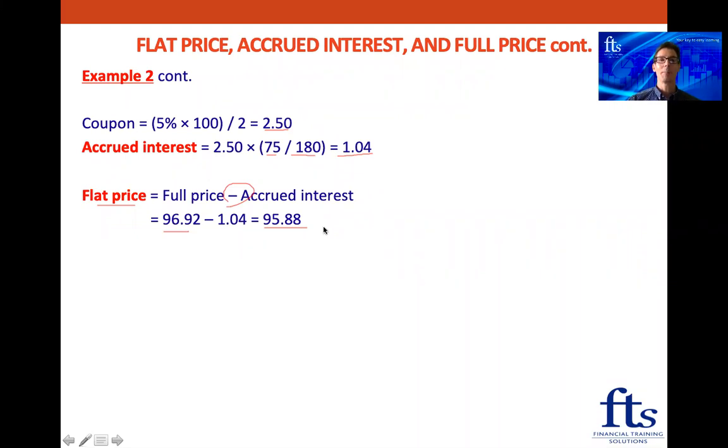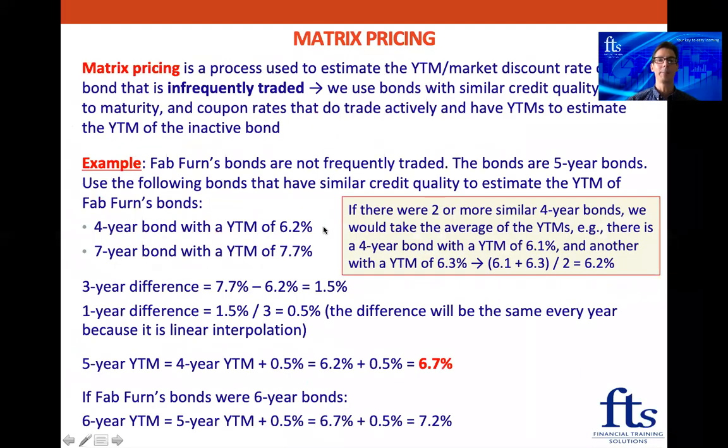Good. So now we just need to look at one more thing, and that is matrix pricing. Matrix pricing is a process used to estimate the yield to maturity or the market discount rate of a bond that is infrequently traded. So let's just stop there for a second. If a bond does not trade, then it's not going to have a market price. And if it doesn't have a market price, then we can't work out the yield to maturity. So how are we going to work out the yield to maturity then?